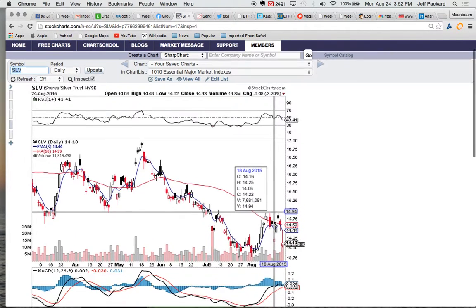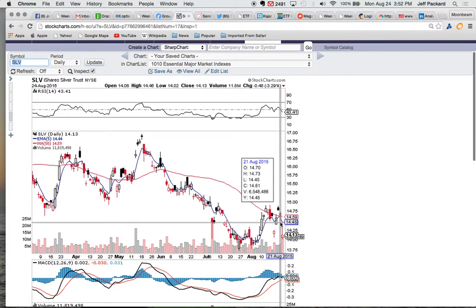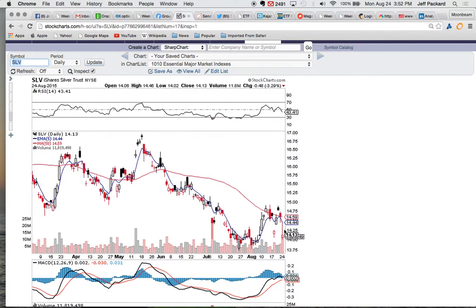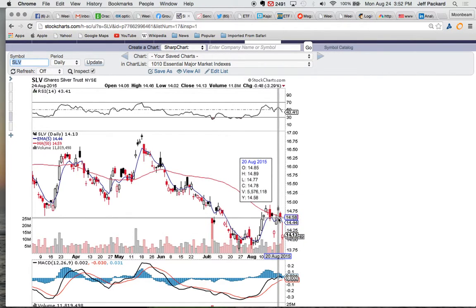And what did silver do today? It gapped down again. So I don't want to be fooled twice. So I'm still in silver, and I'm waiting for the 5-day to cross the 50-day moving average.